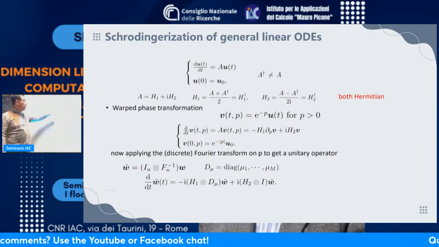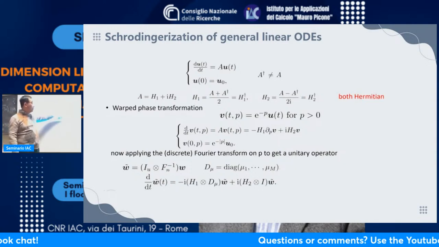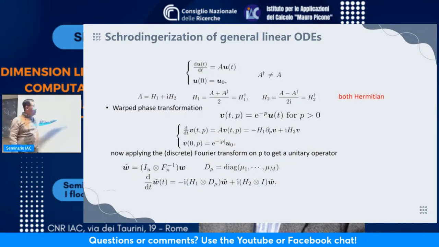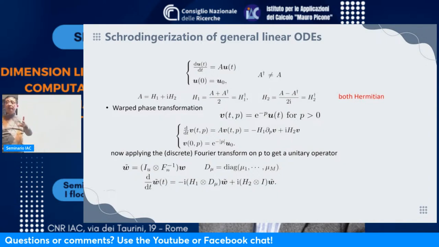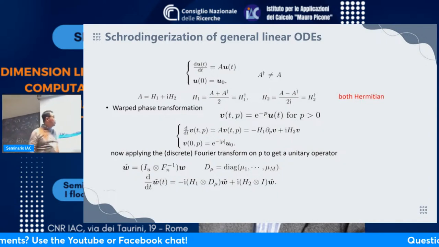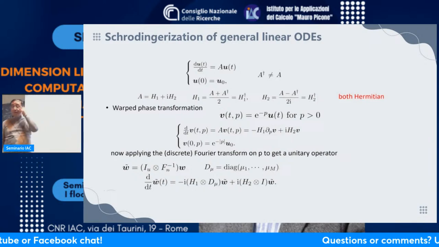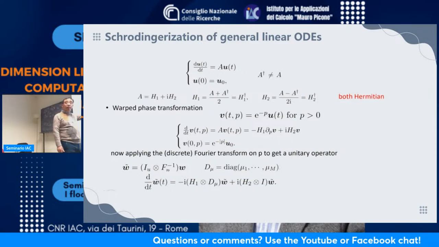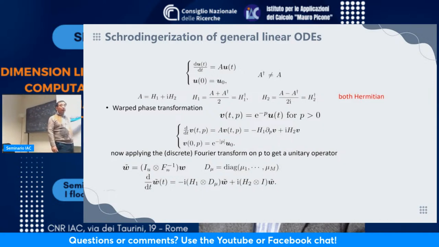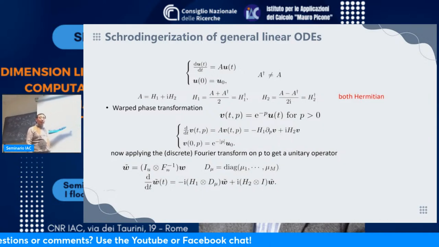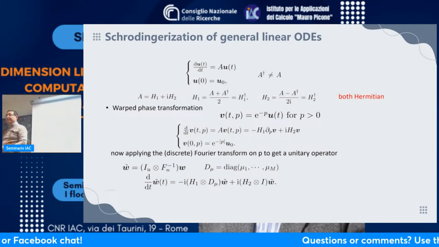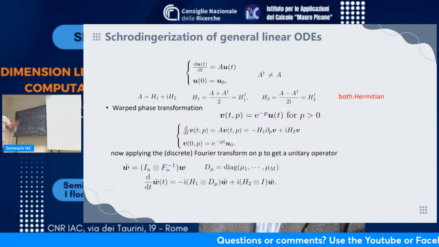So basically you have to design a quantum algorithm based on solving this equation. So you have i times H1, i times H2, tensored with this diagonal matrix. This diagonal matrix is just the discrete Fourier modes, if you do discrete Fourier. And the second part, you tensor with the identity because you do nothing. So now this is basically what we call a Schrodinger-type equation. It's dW/dt equals i times a Hermitian matrix times W. That's a Schrodinger-type equation, which a quantum computer can solve. And this works for general dynamics.